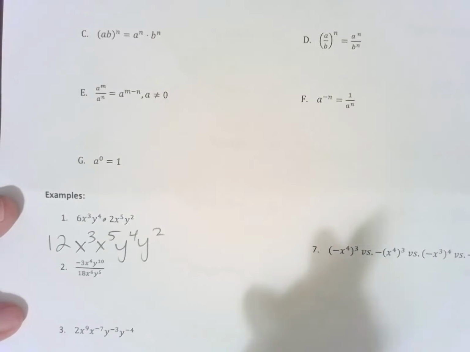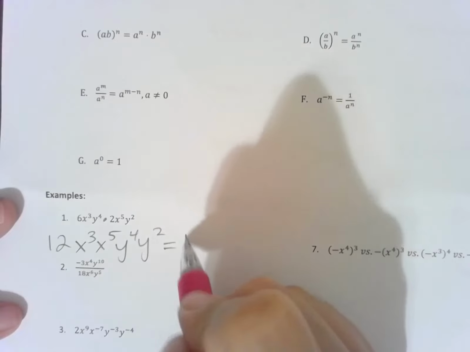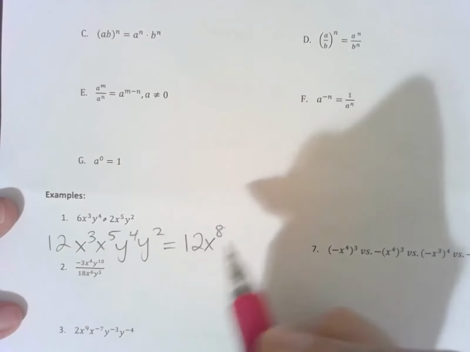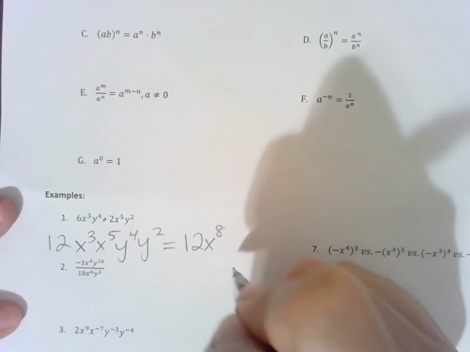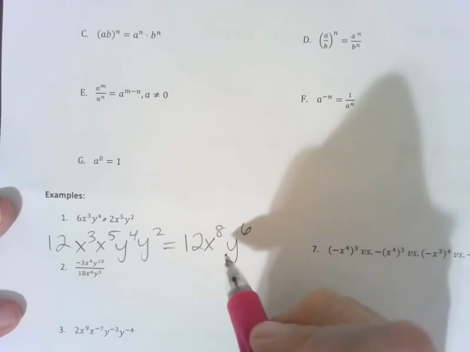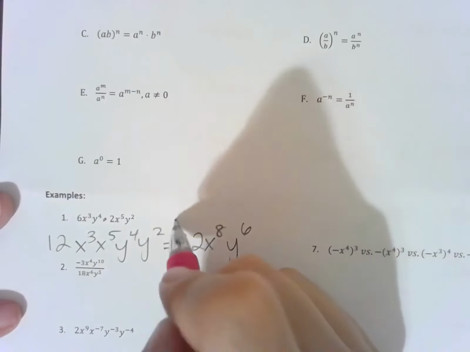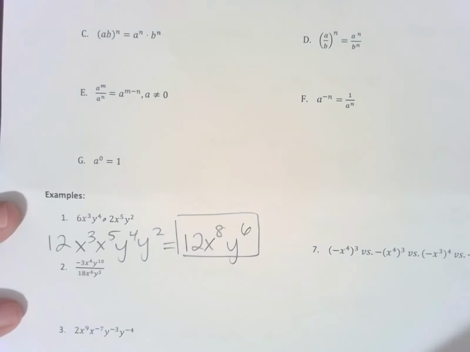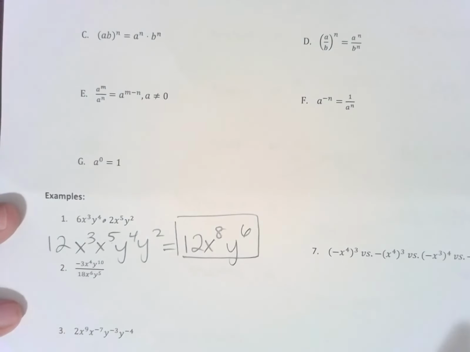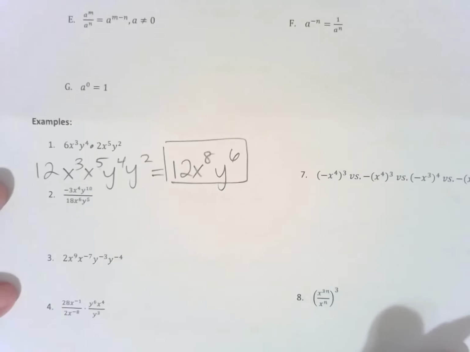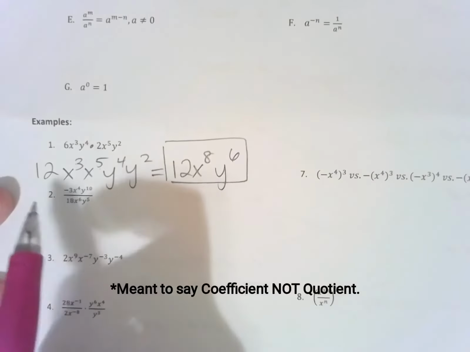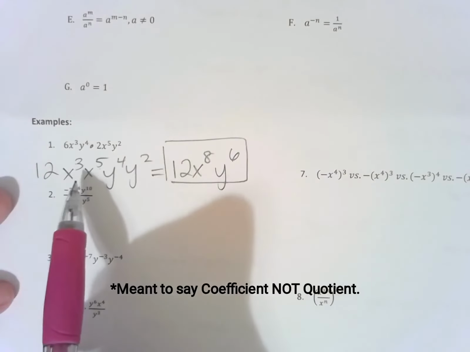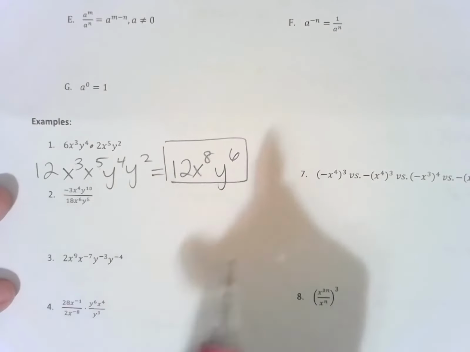Okay? And so what we're going to do is we're going to combine these, and I have 12 x to the 8th because 3 plus 5 is 8, and y to the 6th because 4 plus 2 is 6. Now, even though some of these look pretty complicated, you want to break them down so that you're looking at individual things like I just did right now. I looked at the numbers individually, the coefficients, then the x variables, and then the y's, okay?